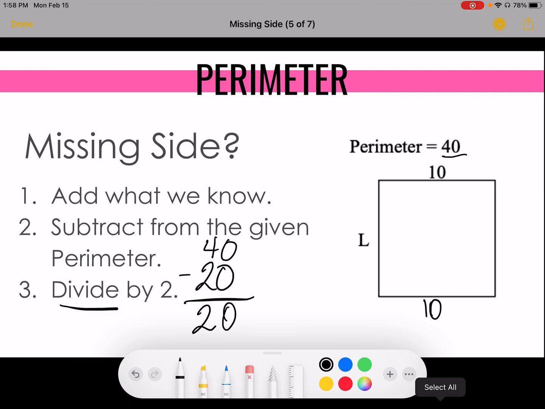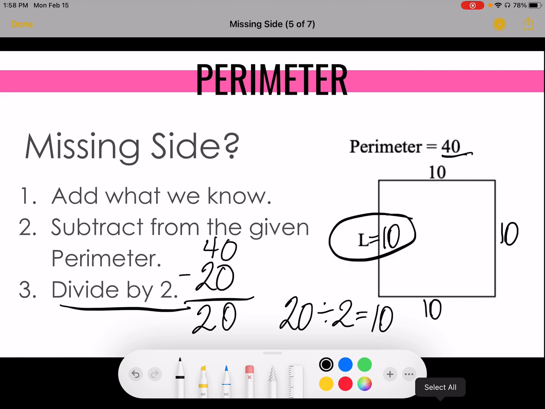So I've got to divide that by 2. So 20 divided by 2, that's cutting it in half. Half of 20 is 10. So that means this length is equal to 10. If it's 10 on the left, it's 10 on the right. So looking, it is a perfect square. And I can check to make sure I'm right by adding all that up. So 10, 20, 30, 40 makes our perimeter of 40. So this length is equal to 10.